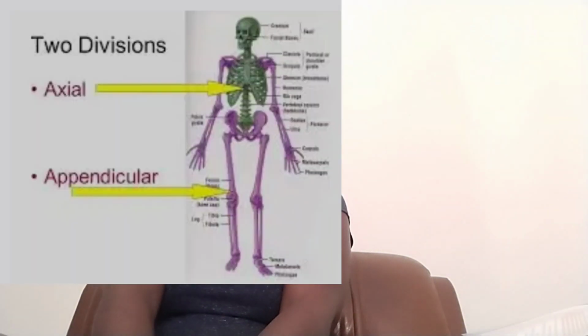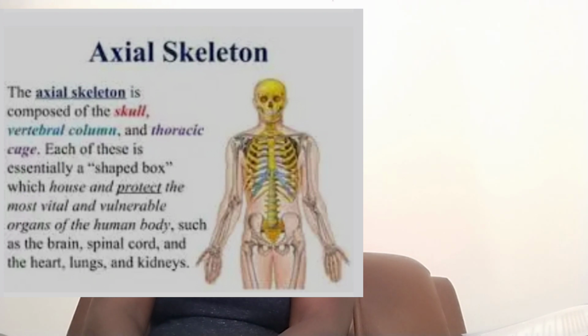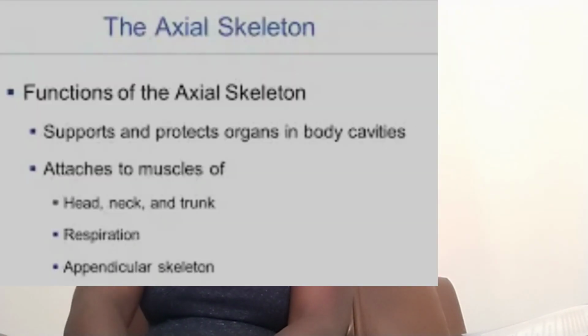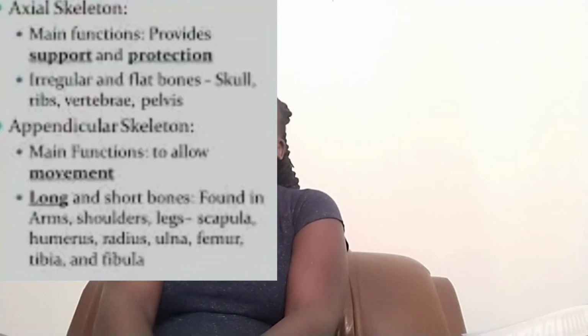The skeleton is divided into two. We have the axial skeleton and the appendicular skeleton. The axial skeleton is the skeleton of the skull. Mainly they offer protection of the internal organs, whereas the appendicular skeleton offers movement and attachment of muscles.